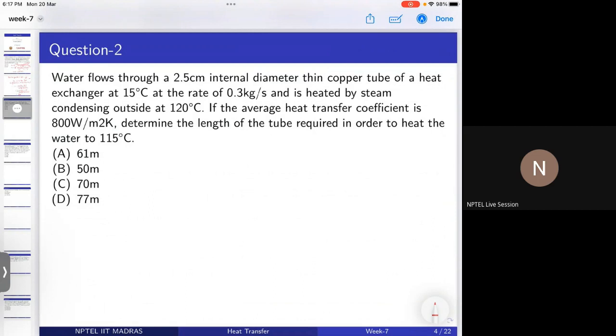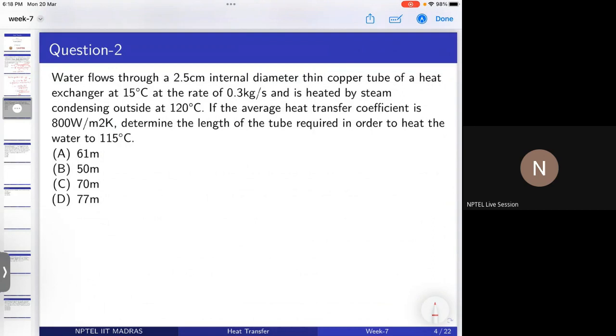So we have the water which flows through a 2.5 centimeter internal diameter copper tube of a heat exchanger at 15 degrees Celsius and at a rate of 0.3 kilogram per second, and is heated by a steam condensing outside at 120 degrees Celsius. If the average heat transfer coefficient is given as 800 watt per meter square Kelvin, what is the length of the tube required in order to heat the water to 115 degrees Celsius?